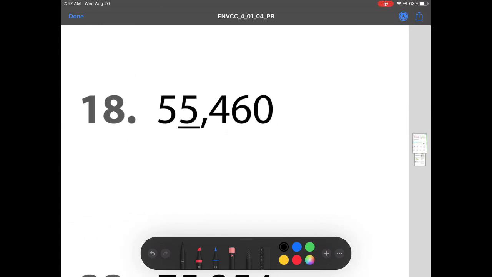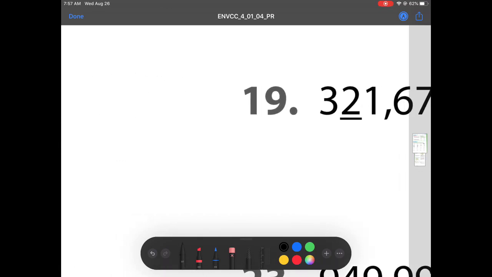Number 55. Look to the right. 4 or less, we let it rest. So that 5 is going to rest and stay the same. Look to the right, put zeros in sight. And to the left stays the same. That number rounds to 55,000.